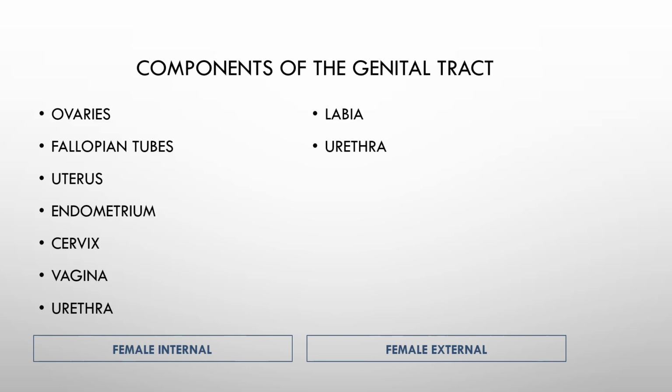In females, the most common sample type for genital tract infections would be the endocervix. But internal components of the female genital tract would include the ovaries, the fallopian tubes, the uterus, endometrium, cervix, vagina, and urethra, while the external components would include the labia and the urethra. But usually it's the endocervix or endocervical cultures that are collected for genital tract infections.